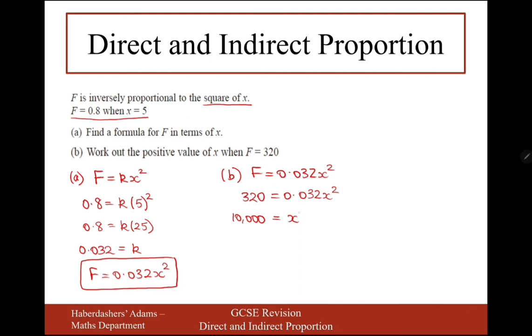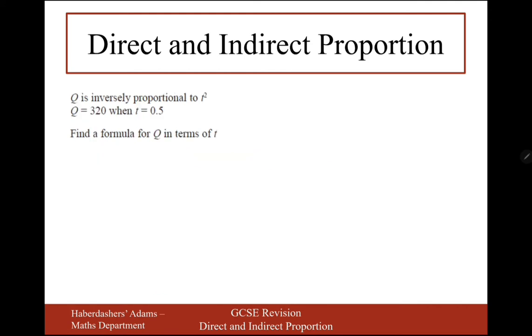Equals x squared. Okay, the next thing I'm going to do is square root both sides, and if I square root both sides, I get 100 as my value for x. And just the positive square root, you would actually, if you solve this equation, get minus 100 as a solution as well, but it does say the positive value of x. Okay, let's move on to the next one. Pause the video and give this one a go.